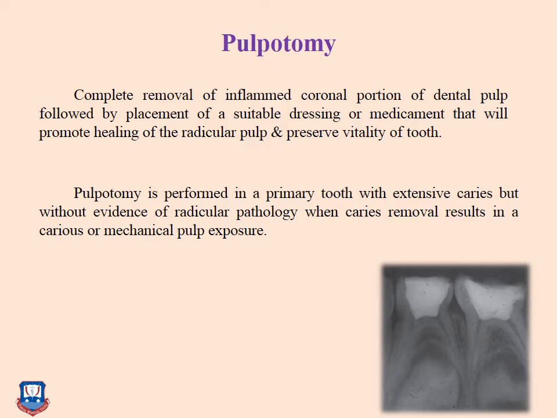So moving on to the definition, pulpotomy is performed in a primary tooth with extensive caries but without evidence of radicular pathology, when caries removal results in a carious or mechanical pulp exposure. So we need to note down the first most important thing: when is pulpotomy performed? Pulpotomy is performed when there is a mechanical pulpal exposure, where you do not have any radicular pathology and the caries is only extending into the pulp, or it is close to the pulp but not involving the root.